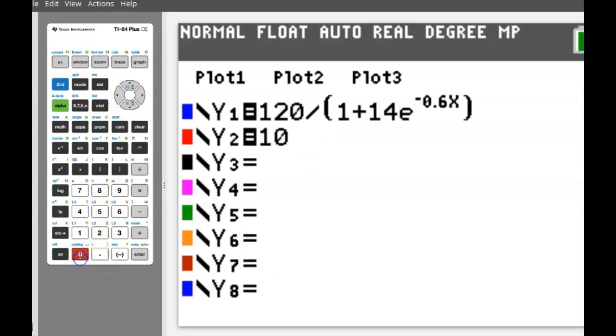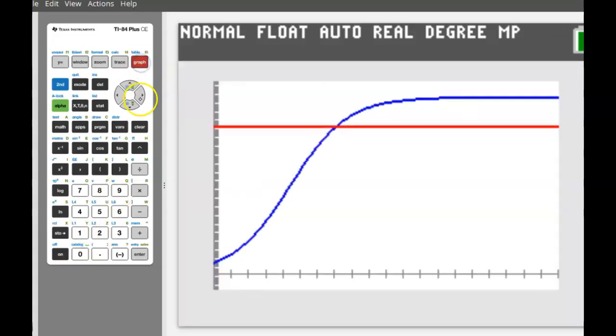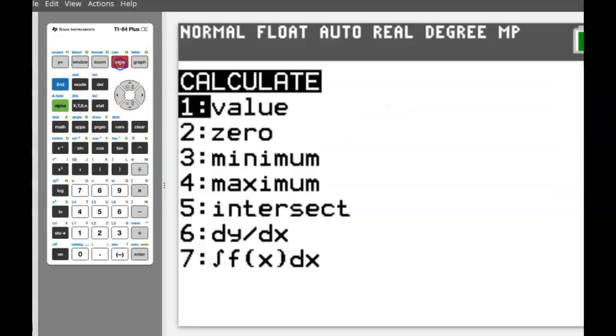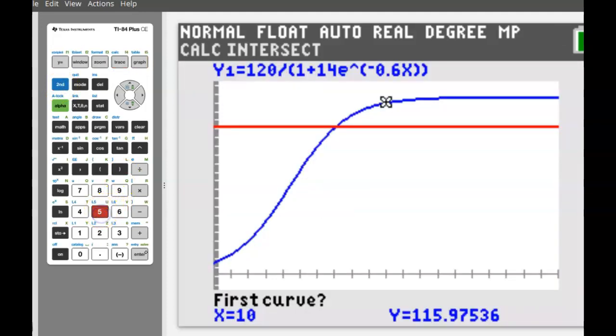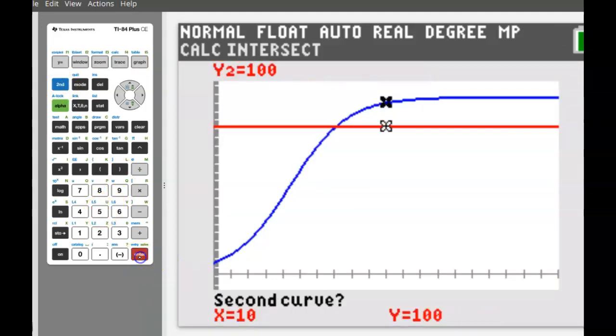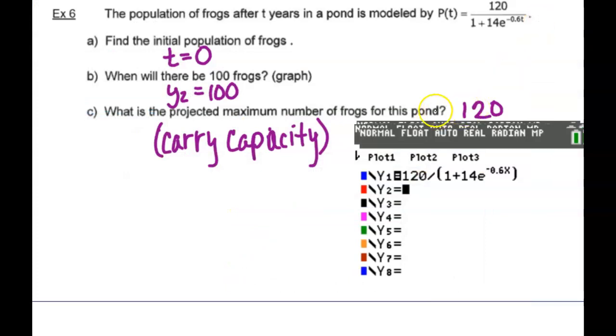So we're going to put in Y sub 2, 100. Does anybody remember how we do that then? We find the what? The intersection. Good job. So second trace, intersection. And you should be able to just hit enter, enter, enter, as long as you don't have anything extra in there. I got about 7 years or months, whatever it was. Did someone get that? 7.1? It was years. Yes, thank you.